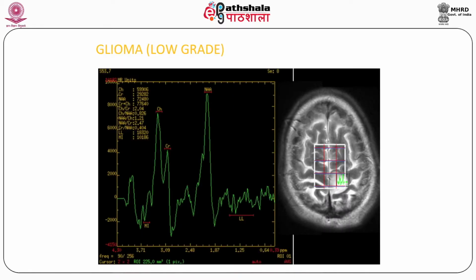This is a case of a low grade glioma where we see that the choline peaks are high, but what we see here is that the NAA peaks are not low enough, meaning that there is some neuronal activity, and the choline peaks are high, but they are not high enough to call it a high grade glioma.